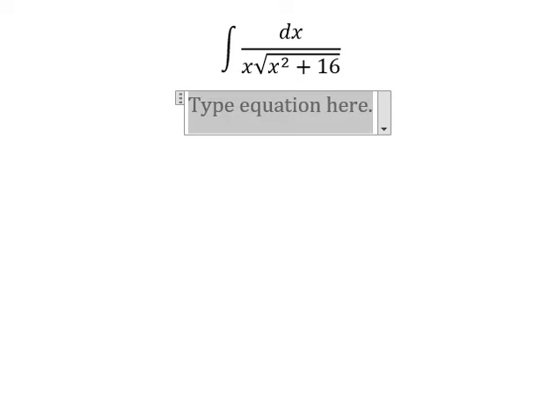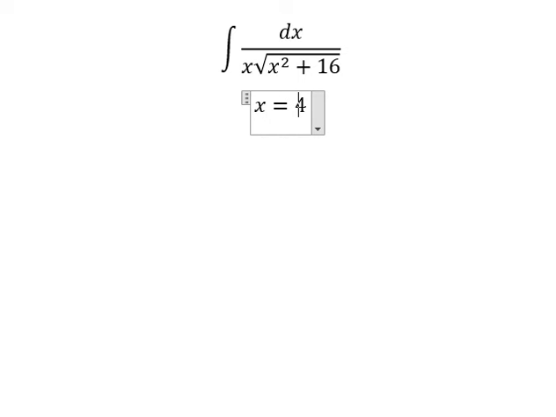We need to put x equal to 4 tan t, because if we put 4 tan t in here, you get 16 tan squared t. Number 16, we can do factorization, and you get tan squared t plus 1, we change it to secant squared t, and later we simplify with dx.